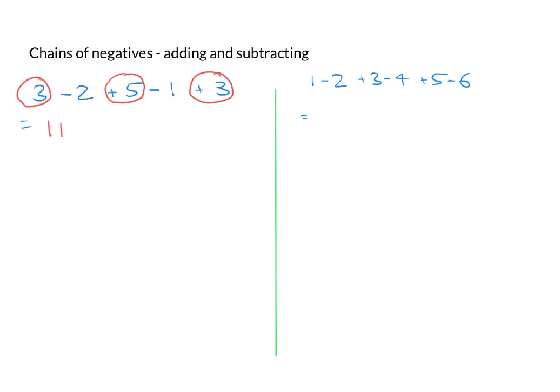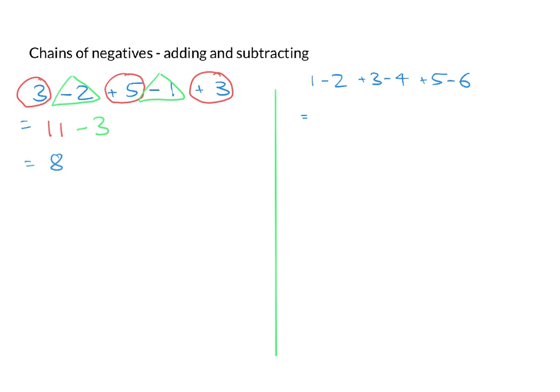Then, with the negatives, I have negative 2 and negative 1. Negative 2 minus 1 is negative 3. So I actually have my sum as 11 minus 3, and 11 minus 3 is 8.